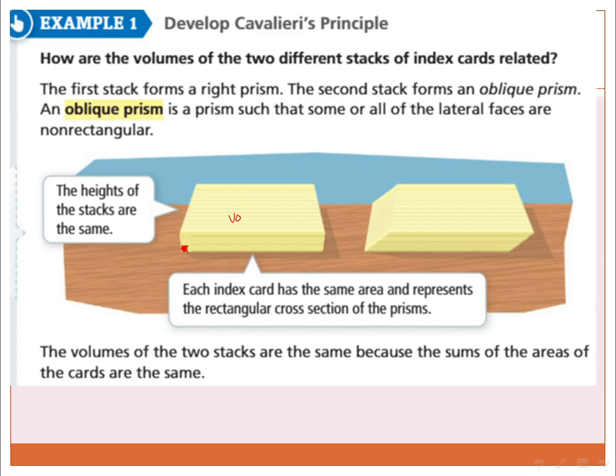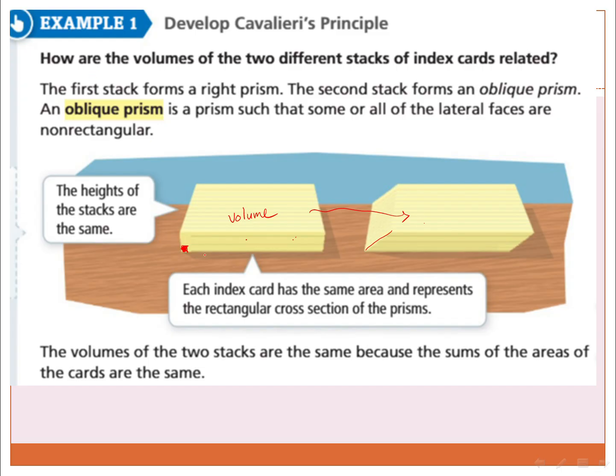The volume for this one, is it exactly equal to the volume here if I have an oblique one? Yes, it's going to be the same. Why? Because we have the same base, and at the same time each cross-sectional part is congruent. So the volume for this one and that one will be the same. Each index card has the same area and represents the same rectangle or cross section of the prism. So the volume here exactly equals the volume there.